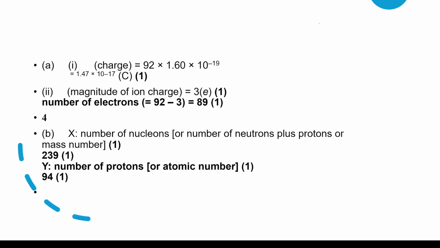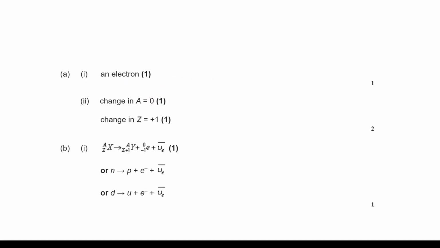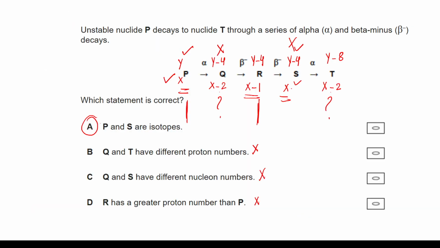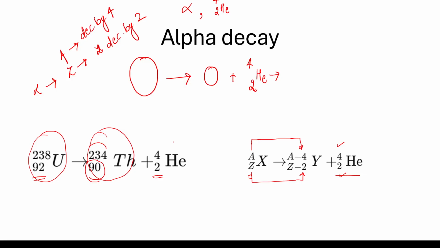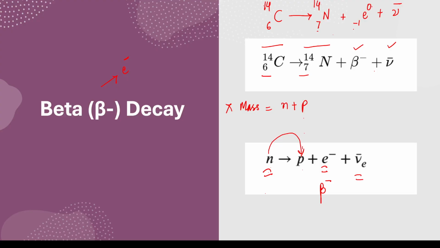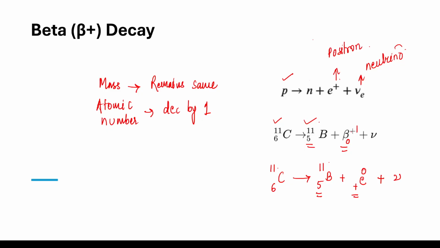So whenever it's an alpha decay, remember the mass number decreases by 4, atomic number decreases by 2. If it's a beta minus decay, mass number remains same. In all the beta decays, mass number remains same. Beta minus increases the atomic number by 1, beta plus decreases it by 1. If it is minus, it increases by 1.